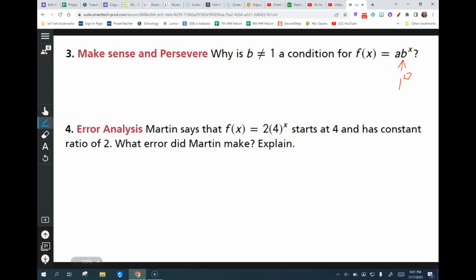Okay, error analysis. Martin says that f of x is equal to 2 times 4 to the x starts at 4 and has a constant ratio of 2. So let's remember our function f of x is equal to a times b to the x. a is always your initial value. b is your common ratio. Okay, is that what he did? Starts at 4? Nope, it has to start at 2. Starts at 2, and it has a ratio of 4. So he just switched them.